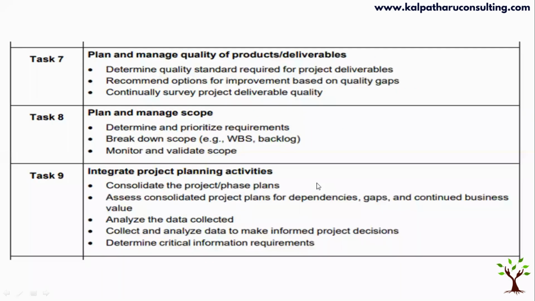Moving to the next, task 7, plan and manage quality of products deliverables. Determine quality standards required for the project deliverables. Recommend options for improvement based on quality gaps. Continually survey project deliverables quality. So basically, quality is what? Conformance to the requirements. So what you define should be met.